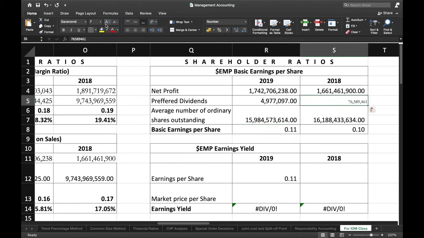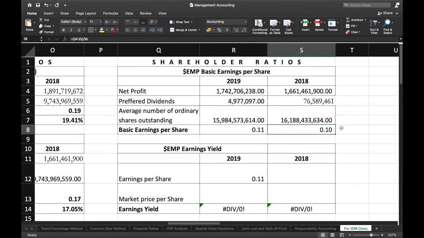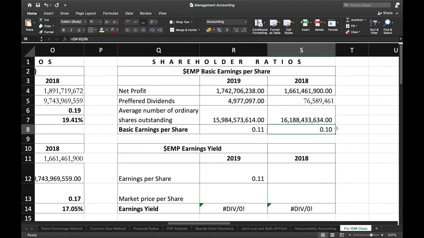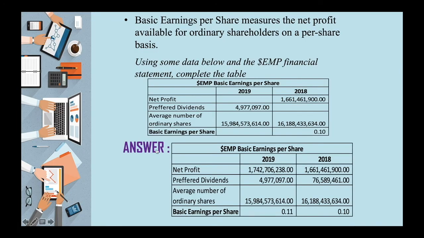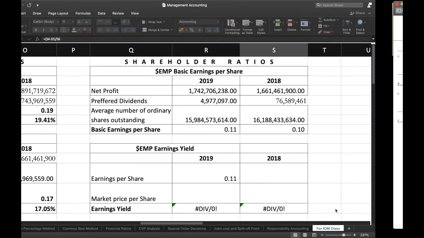Ayan yung value niya ngayon. Now, same tayo ng formulang ginamit. Now, we have net profit minus preferred dividends over average number of ordinary shares outstanding, which is itong 16,188,000,000. So, as you can see, guys, basic earnings per share is higher sa year 2019 compared to year 2020. Now, anong implication nito? Let's go back to our PowerPoint presentation. Tama ba tayo? Point 10 and point 11.